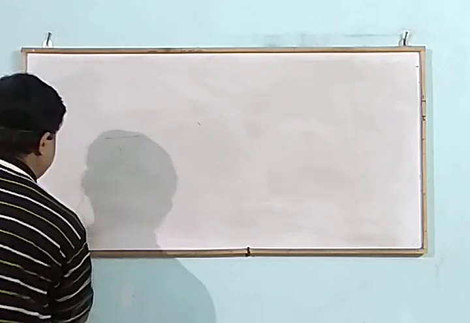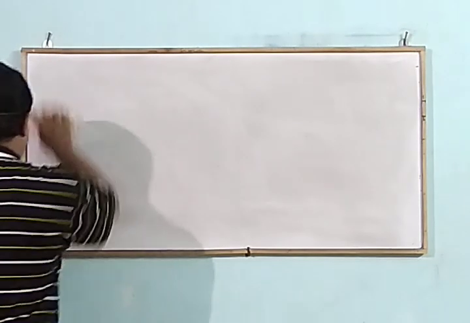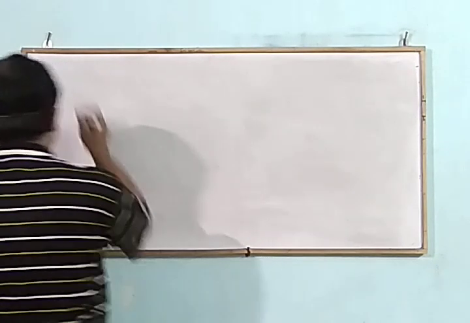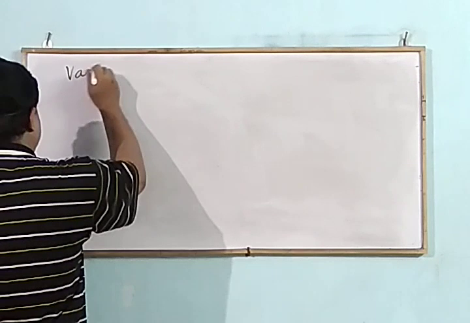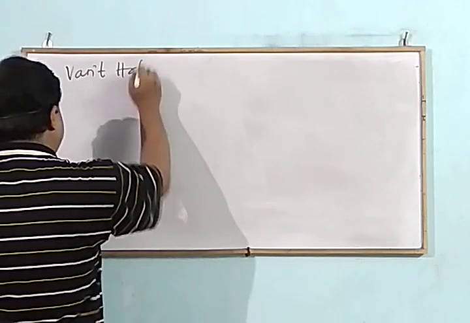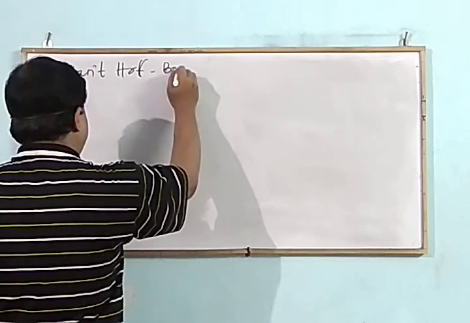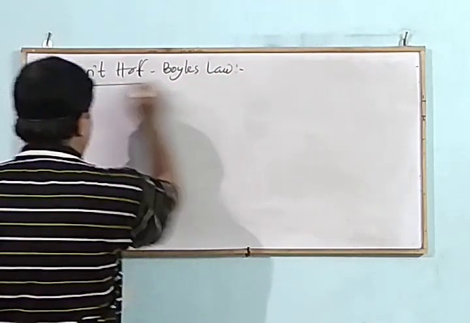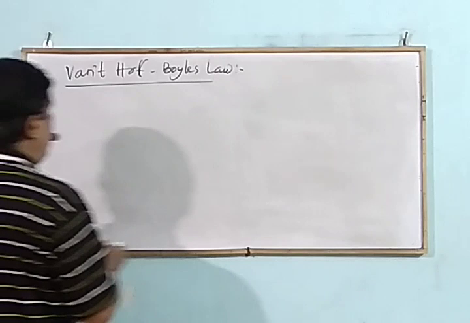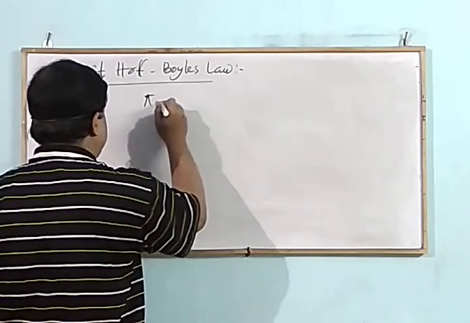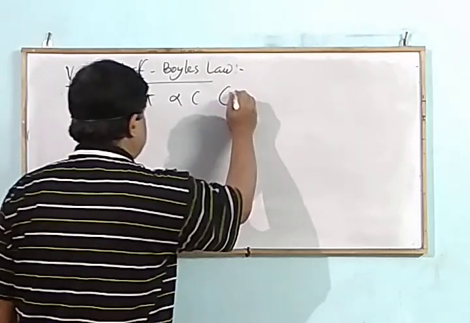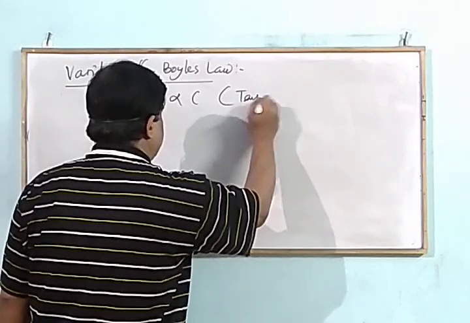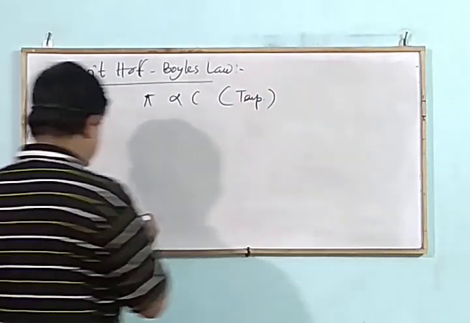Next we discuss Van 't Hoff's Boyle's law, or Boyle's Van 't Hoff law. The mathematical expression is pi proportional to C at constant temperature.